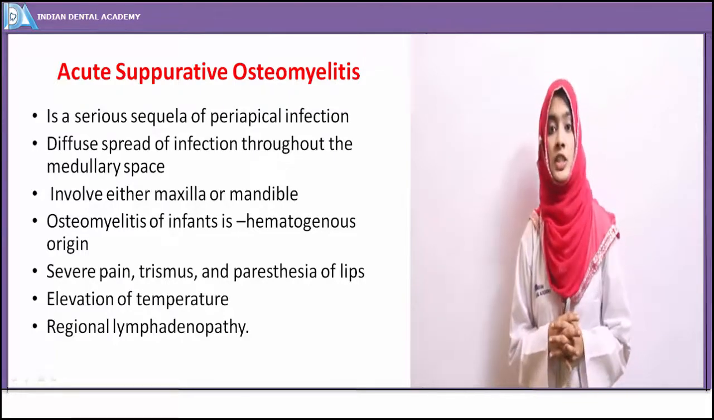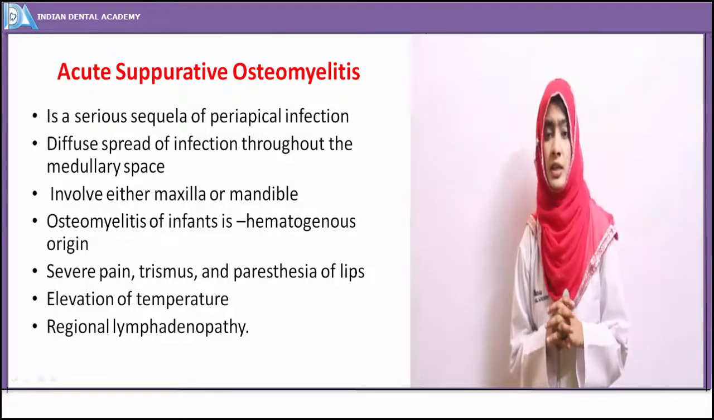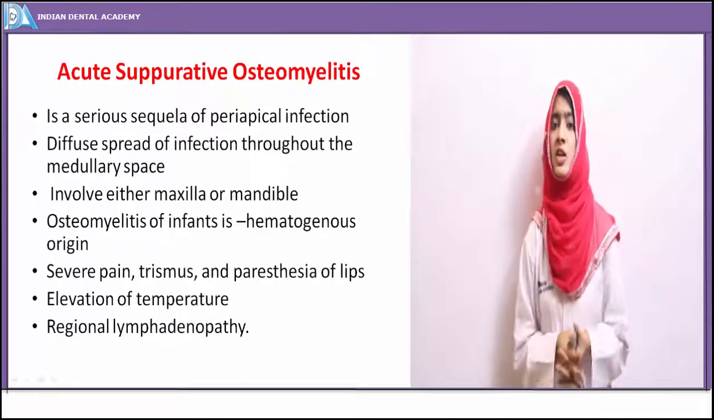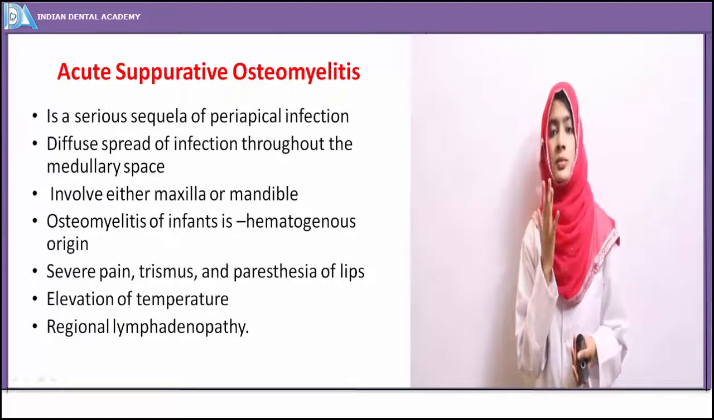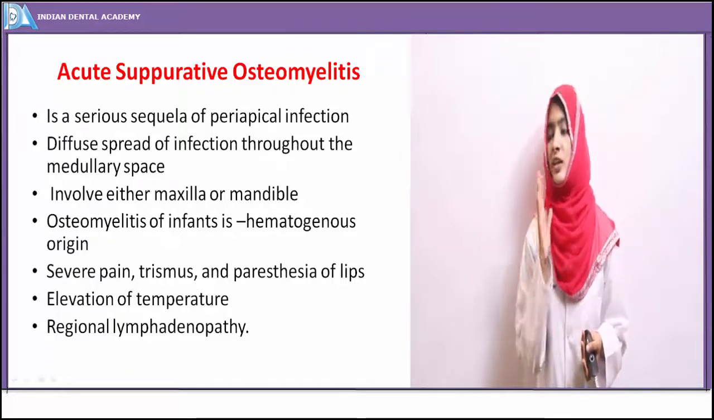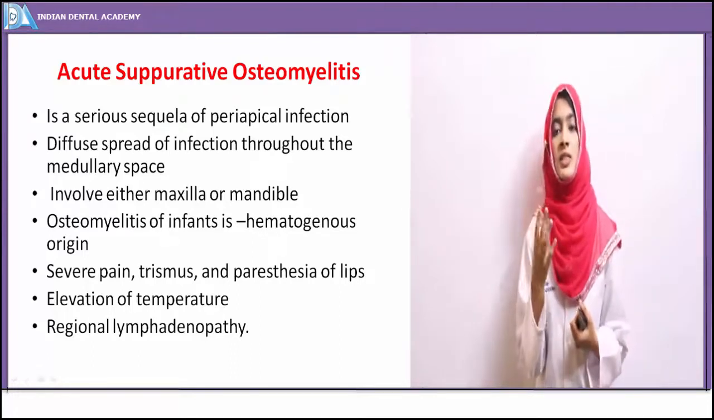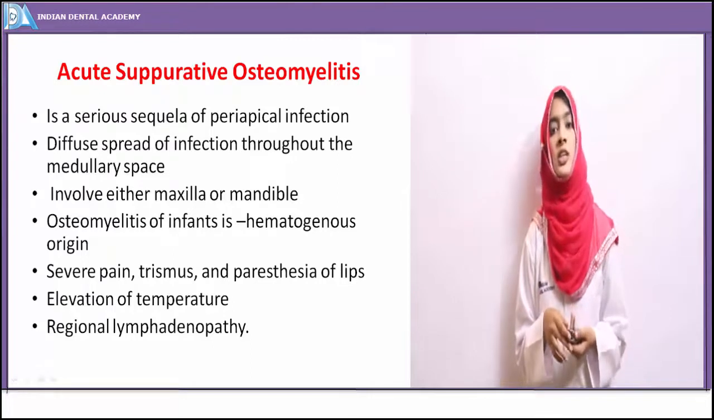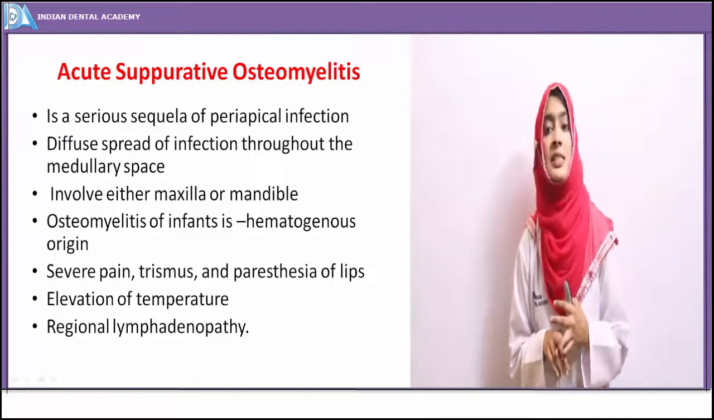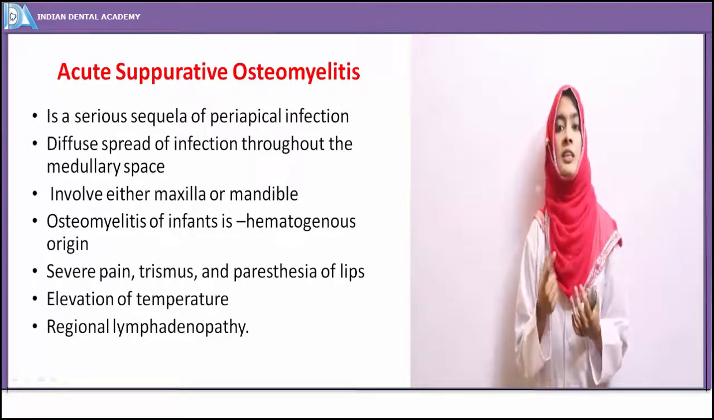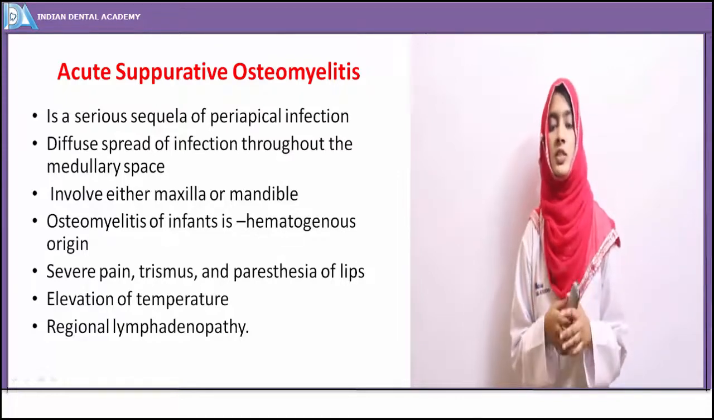Characteristic features of acute suppurative osteomyelitis: the term acute denotes that the osteomyelitis is of sudden onset, so severe pain is seen. Along with that, the involved muscles or the involved submucosa show characteristic trismus, and sometimes because of involvement of the nerves, there will be paresthesia of that particular region. Clinical systemic symptoms of elevated body temperature, malaise and fever may be present. Along with that, the inflammation is progressing and involving even the regional lymph nodes, giving rise to the features of regional lymphadenopathy.